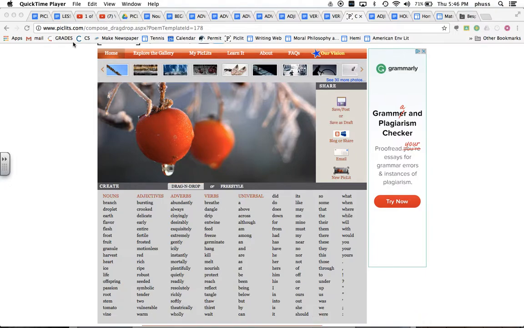Welcome to a beginner lesson on how to use picklets.com to write a descriptive sentence by focusing our word choice on powerful, compelling nouns. And so I went and selected this photograph of cherry tomatoes that are experiencing a freeze or a thaw, depending on how you want to look at it, that dripping there.